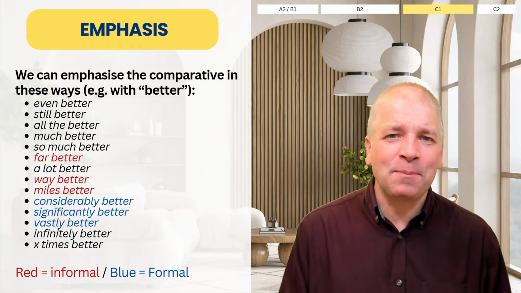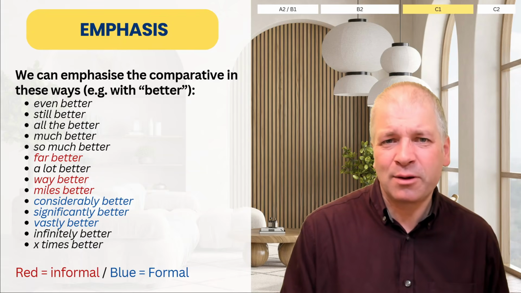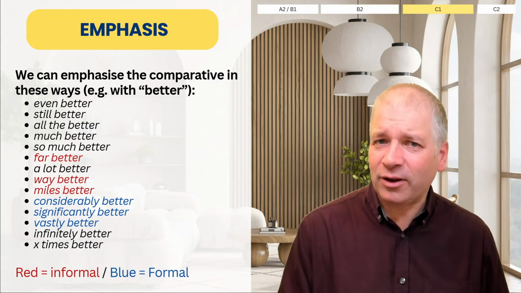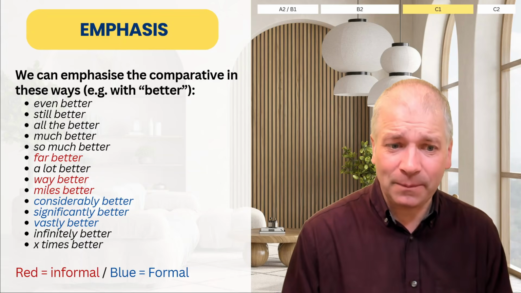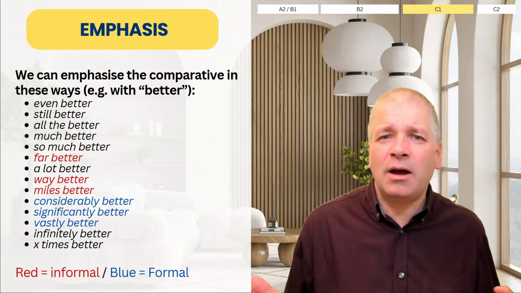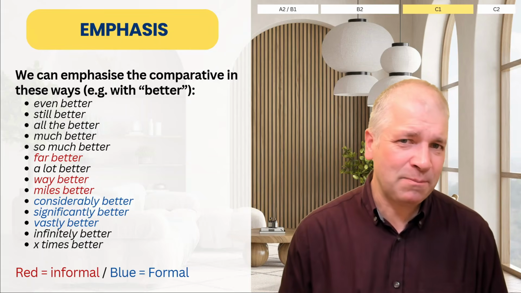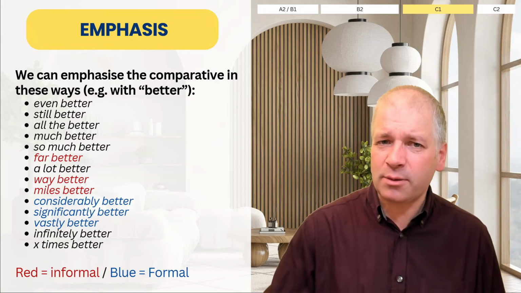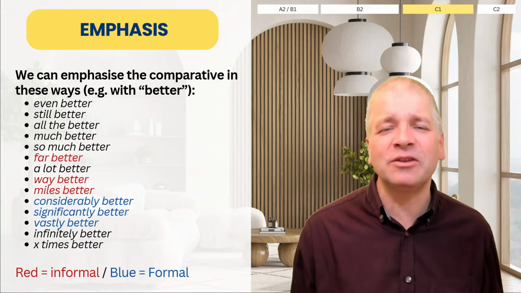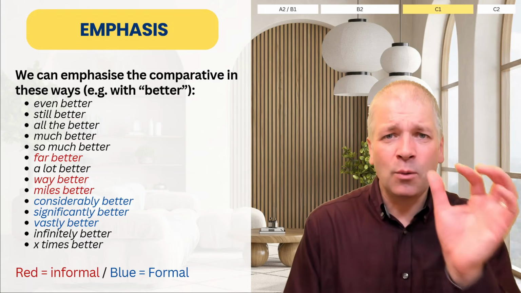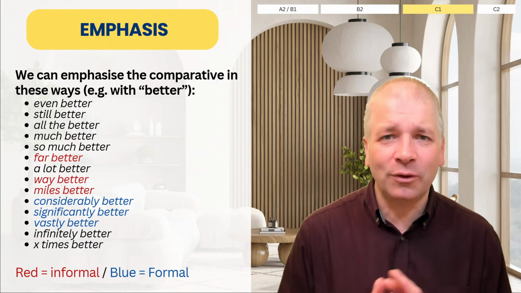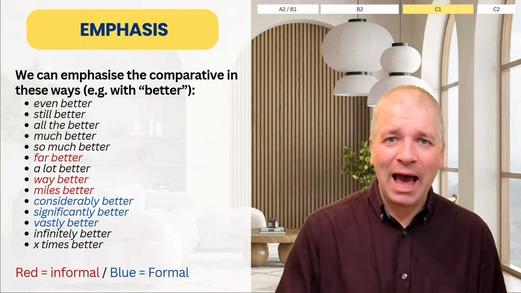Way better or miles better. Very informal ways of emphasizing the adjective. If we want to be more formal, then we could use considerably better, significantly better, or vastly better. And then again, we can also say infinitely better. And this means as many times as possible, this is better than something else. And we can also say 2 times better, or 3 times better, or 4 times better, 10 times better, 1,000 times better. So we can use a number with times and then the adjective to show how much the difference is between one thing and the other.